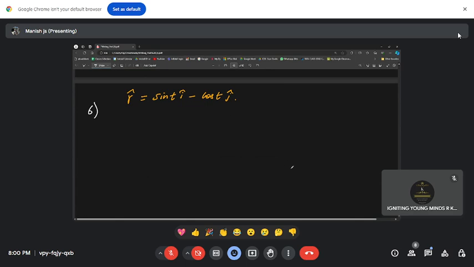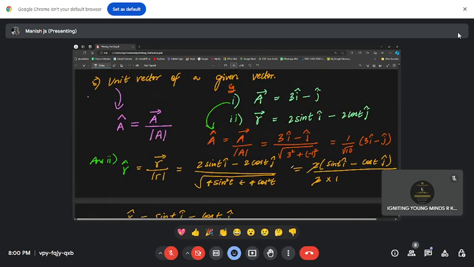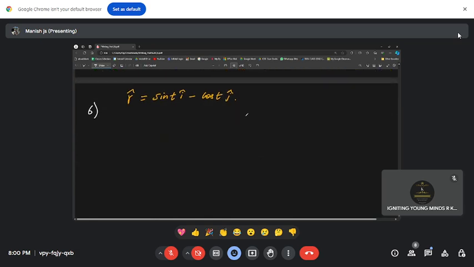So having understood what is modulus or magnitude, and then what is the unit vector of a given vector, with that we move on to the next aspect.